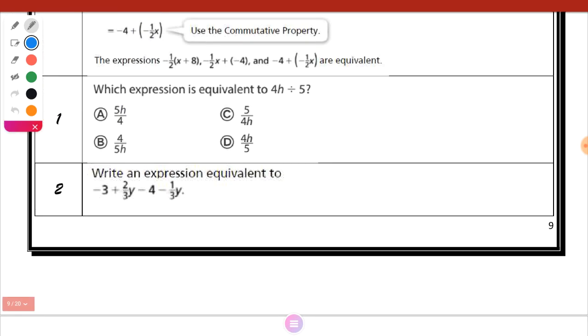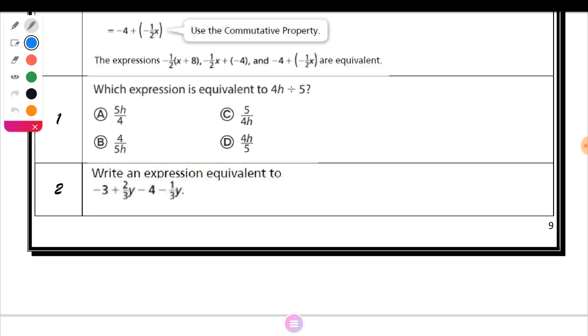Then, which expression is equivalent to 4h divided by 5? Actually, 4h divided by 5 is supposed to be d. Because instead of this sign, I can put this sign or this sign. So it's the same. It's okay. So it's an equivalent expression.